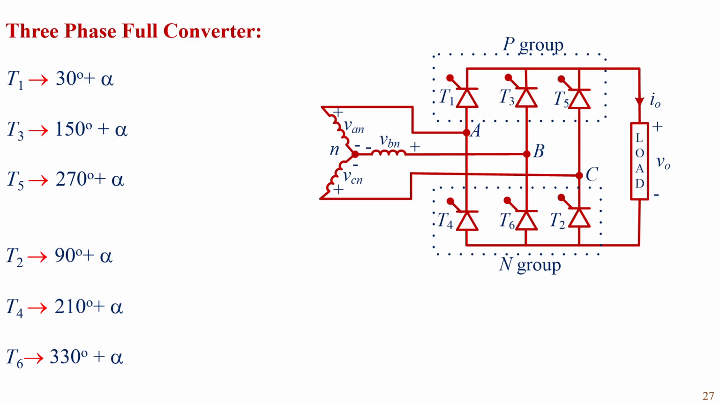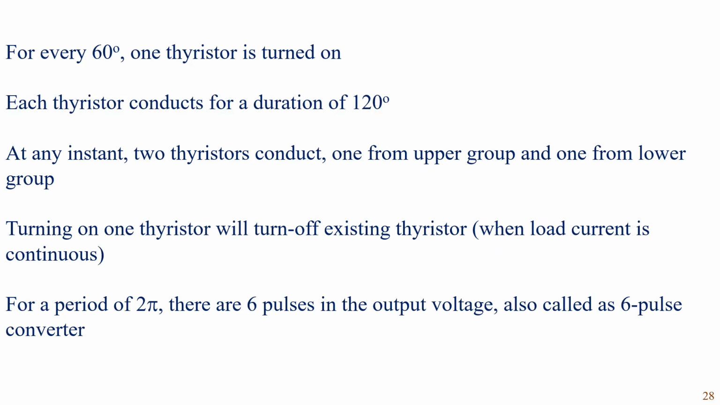This is the circuit diagram of three-phase full converter. P group converter and N group converter are connected in cascade, and T1 is turned on at 30 plus alpha, T3 is turned on at 150 plus alpha, T5 is turned on at 270 plus alpha, and in the same way in the N group, T2 is turned on at 90 plus alpha, T4 is turned on at 210 plus alpha, and T6 is turned on at 330 plus alpha. In three-phase full converter, for every 60 degrees, one thyristor is turned on, and each thyristor conducts for a duration of 120 degrees.